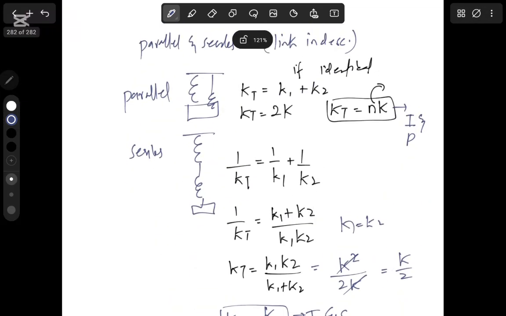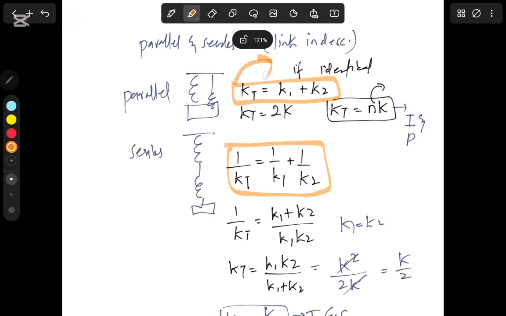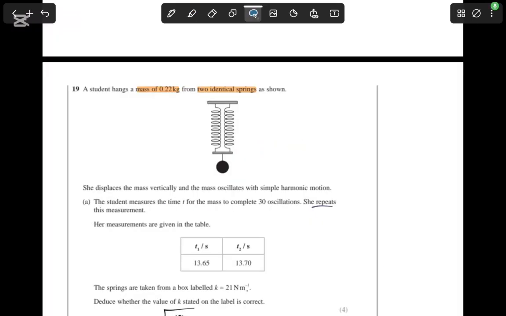Now, if you don't understand where I got this formula and this formula from, check the link in the description. Try it yourself first, and then I will tell you the answer.